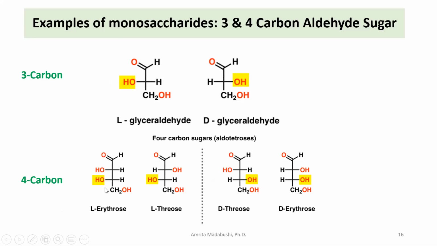And with the 4 carbon, which is what we did, just look at the bottom-most carbon. Don't worry about the other carbons. You're just looking at this one. If the OH is on the left side, those are L. If it's on the right side, it is D.